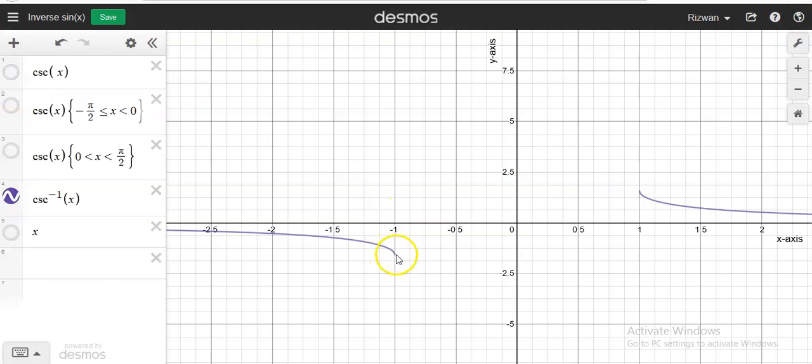Here you can more easily see that the domain is x values less than minus 1, so these all values, or x is greater than 1, so these all values are included in the domain of this, and the range includes minus pi by 2 and pi by 2 for inverse of cosecant x.